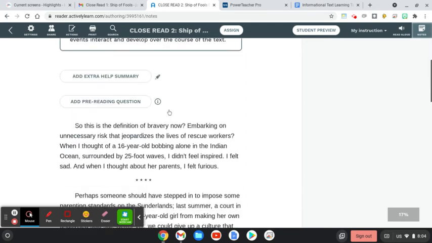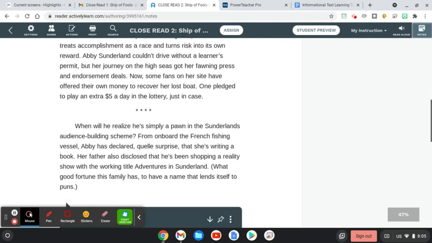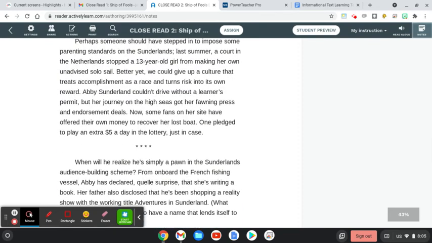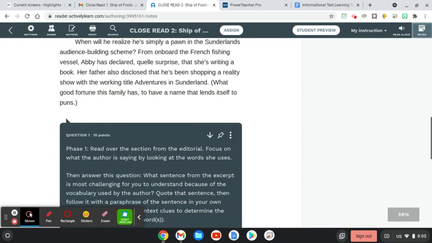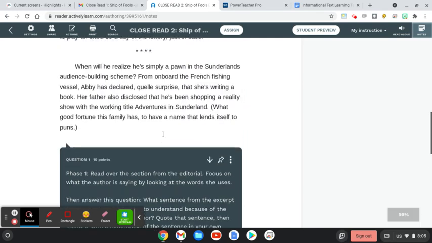As you read for what the text says, this time when you read it through the first time, I want you to consider the words within this piece that are challenging for you to understand. And as you focus on the words the author uses when she's creating this, I want you to then follow your reading with the question, what sentence from the excerpt would you consider to be the most challenging for you in regards to your understanding because of the vocab used by the author? I want you to quote that sentence.